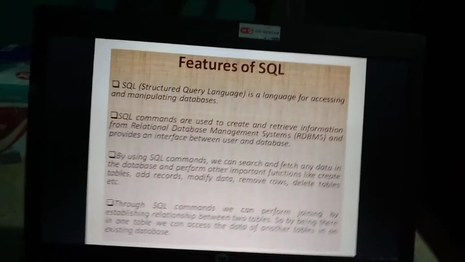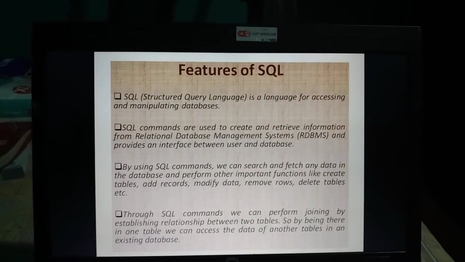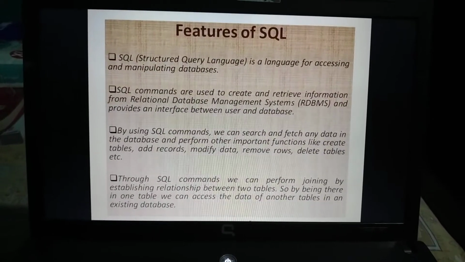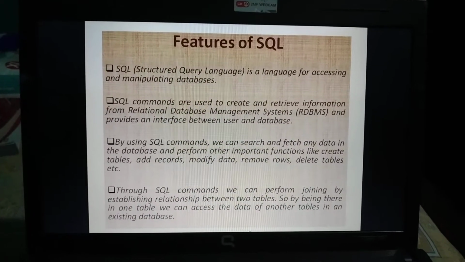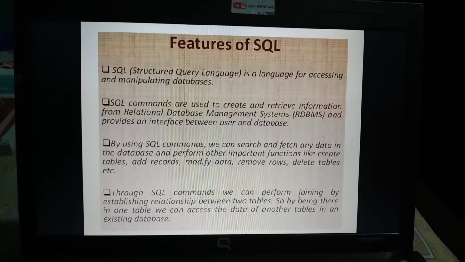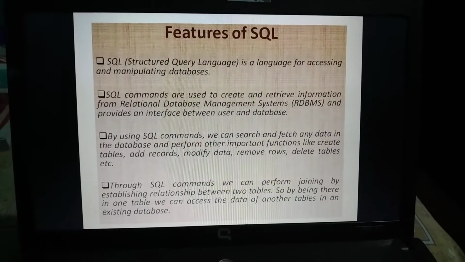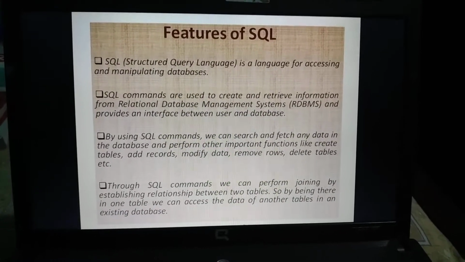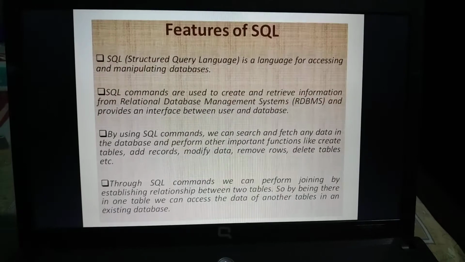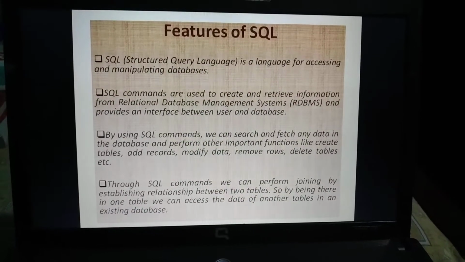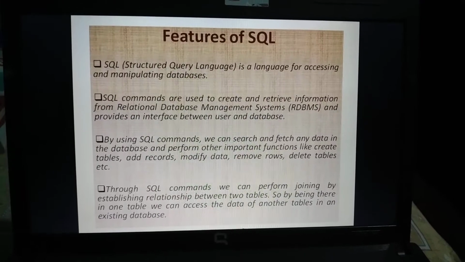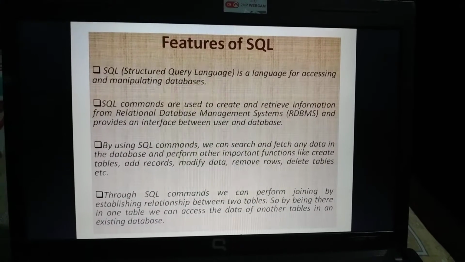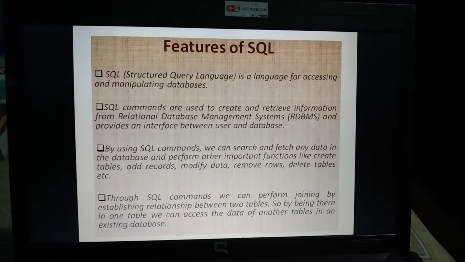Now next is, what are the common features of SQL? Now you can see here, the first feature of SQL is what? It is a language for accessing and manipulating databases. Accessing means if you want to gain some information from a database and its tables, and if you want to make some changes in the databases, like if you want to add some columns, or make changes in the data types of the column, any sorts of work.